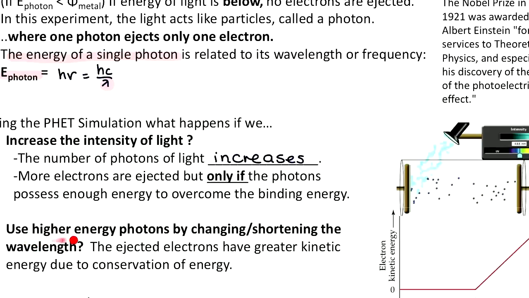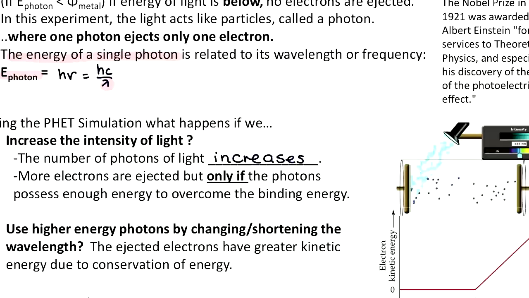What if we use higher energy photons by shortening that wavelength? We saw that the ejected electrons had greater kinetic energy, and this is due to the conservation of energy. The idea is that if you're sending in a photon with lots and lots of energy, some of that energy is going to go to ejecting an electron, but all of that leftover energy goes towards the kinetic energy of the electron. It goes towards increasing its velocity.